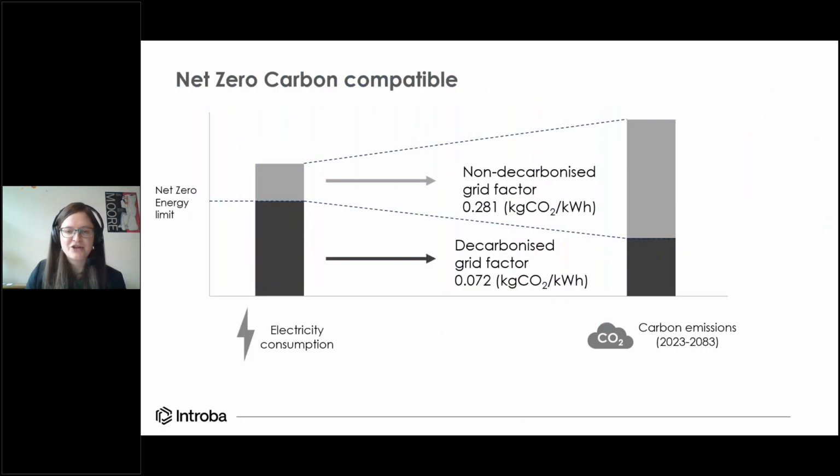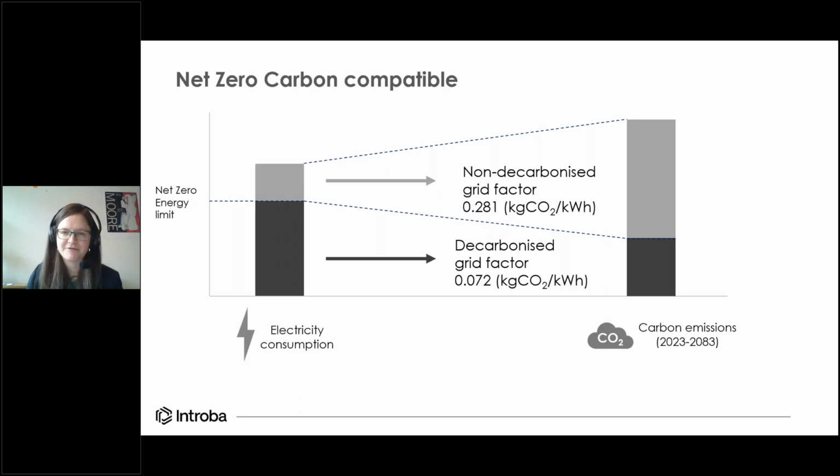Now, the tricky thing is that the actual ability of the grid to decarbonise depends on our energy use of buildings. If we continue to use a lot of energy in buildings, our grid won't decarbonise at all. So we need to really be reducing the energy that buildings use. The UK Net Zero Carbon Building Standard is being developed this year, and previously LETI, RIBA, UKGBC and others have been sharing net zero energy limits: a certain amount of energy that your building can use, which is then compatible with this net zero grid.